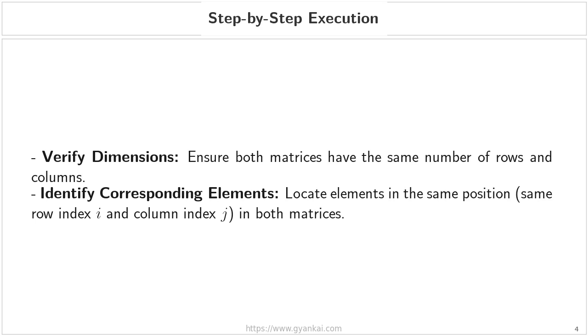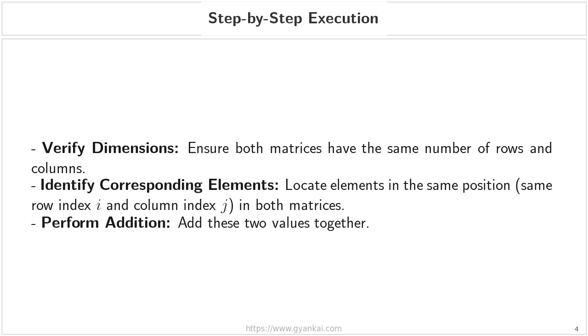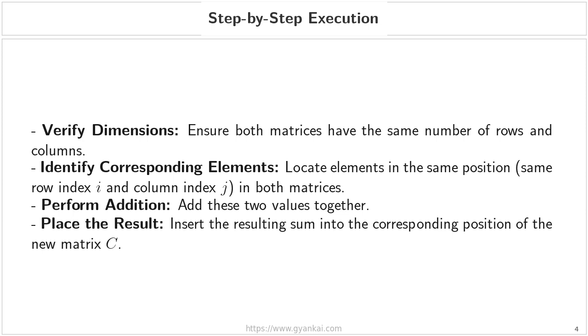Once the dimensions are confirmed, the next step is to identify the corresponding elements. This means you should locate the values that occupy the same relative position in both matrices, specifically those sharing the same row index, i, and column index, j. After identifying these pairs, you simply perform the addition by adding these two specific values together. Finally, take the resulting sum and place it into the corresponding position of your new matrix, which we refer to as matrix C.